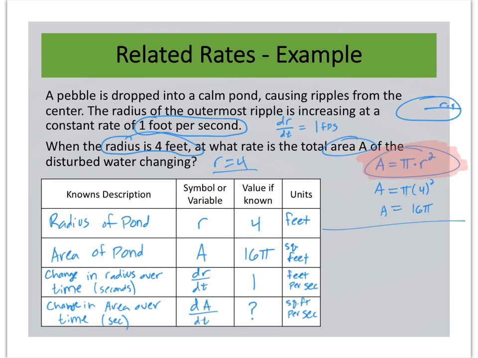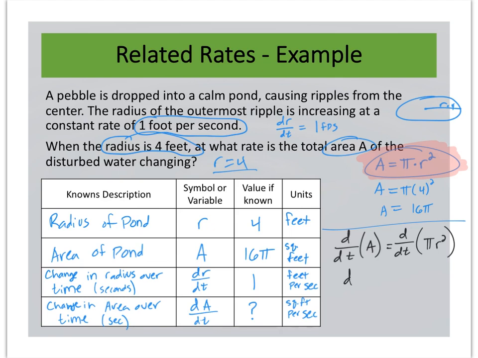And all we need to do is take the derivative of A with respect to t. So if I'm going to do the derivative with respect to time of A, and the derivative with respect to time of pi r squared, notice this is where the chain rule and implicit differentiation come in more than anywhere else, that this is a derivative with respect to time. I don't know how A is related to time, so I need to be really careful, and I'm going to use Lagrange notation.